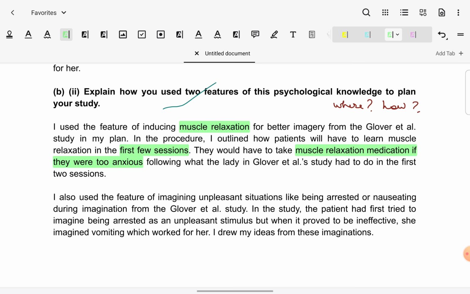Okay, so the next thing we can mention is the feature of imagining unpleasant situations. That I have used. Again, where have I used it in my plan? The patient had to imagine being arrested or imagine nauseating things. How have I included it? In the imagination, I've drawn from Glover's study, because in that also they had to imagine similar things. The lady had to imagine first being arrested. When that did not work for her, she imagined vomiting and being stared at and those things. So I have drawn directly from there into my procedure.